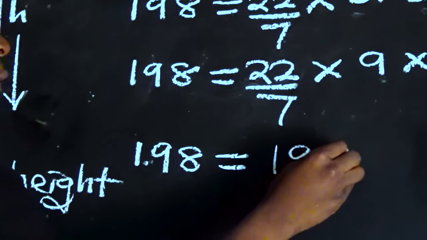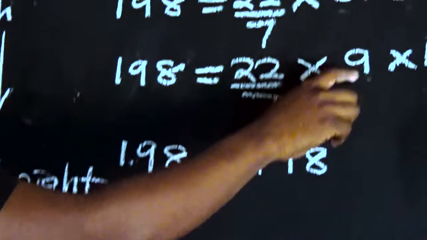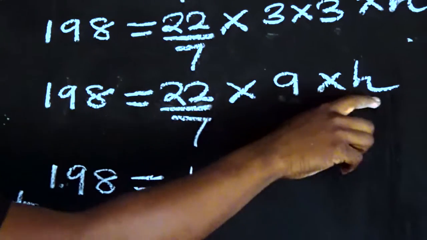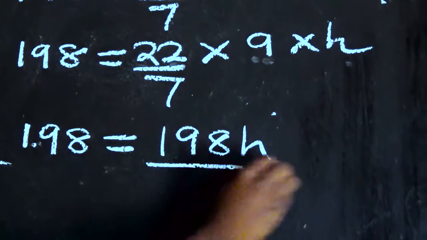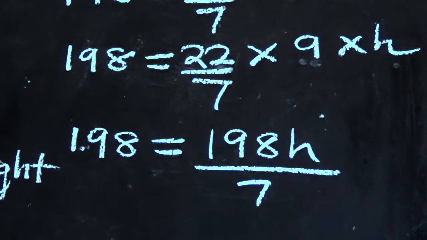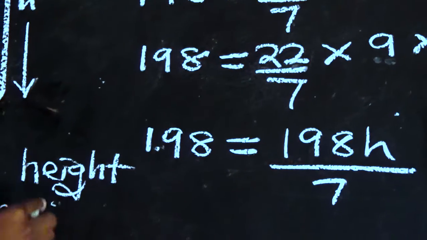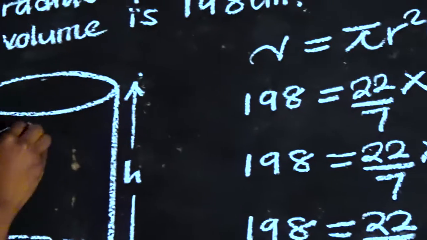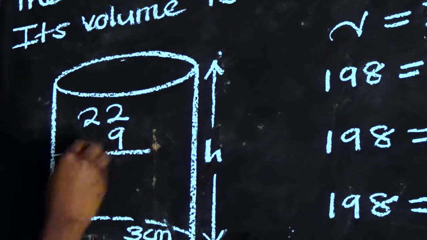198. Now move on. 22 times 9 is 198. 198 times h, 198 what? h over what? 7. Okay? Now some of you may be wondering where this 198 has come from. So I'm saying 22 times what? Times 9. Yes.